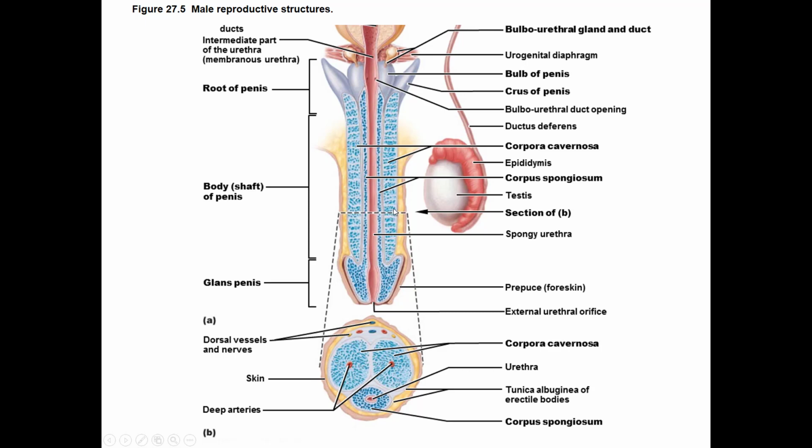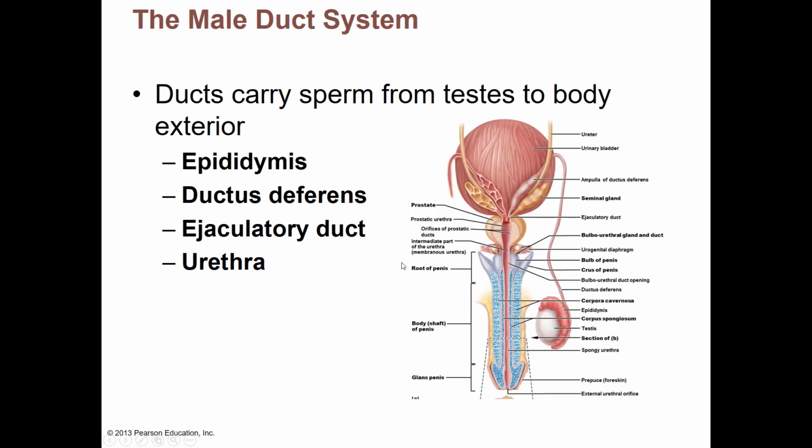Now, ducts, again, are going to carry sperm from the testes out to the body exterior. So we looked inside of the testes, the seminiferous tubules, the rete testis, the efferent tubules, down into the epididymis. So we kind of ended right down here.